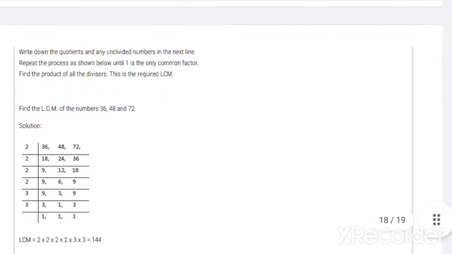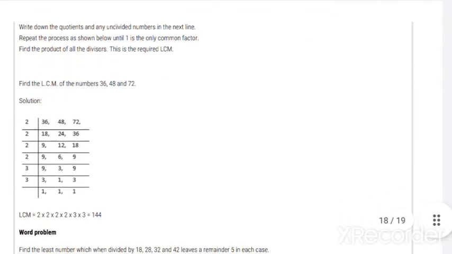Suppose one example is here, find the LCM of the numbers 36, 48 and 72. So children, arrange all the numbers in a row, that is 36, 48 and 72, separated by commas, and after that, children, divide by a prime number, that is 2, and write the quotients, that is 18, 24, 36 respectively below 36, 48 and 72. Again, children, divide by 2, then write the quotients, that is 9, 12 and 18 below 18, 24, 36 respectively, and repeat the process till you get 1 at last. Just see on the screen.